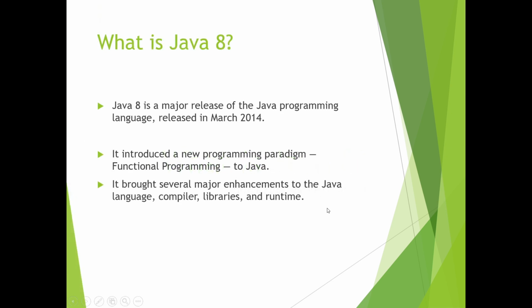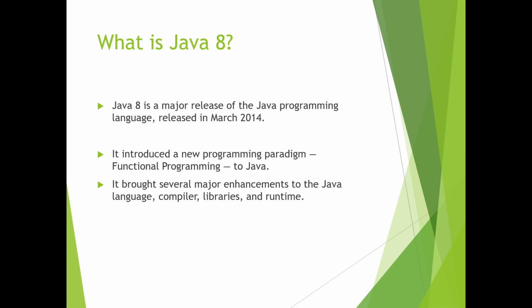Java 8 is just like a new version of your favorite app. It came out in 2014. Java 8 is a major release of the Java programming language, released in March 2014.